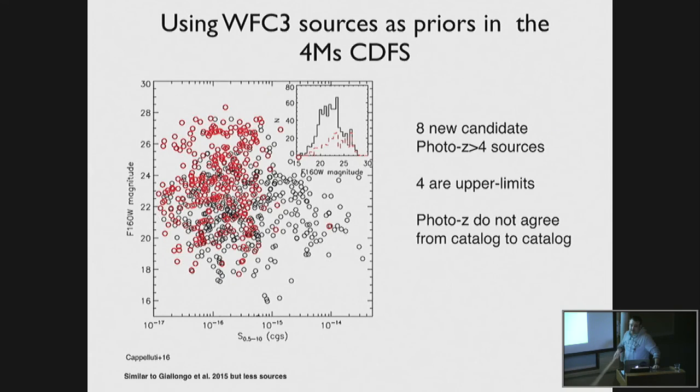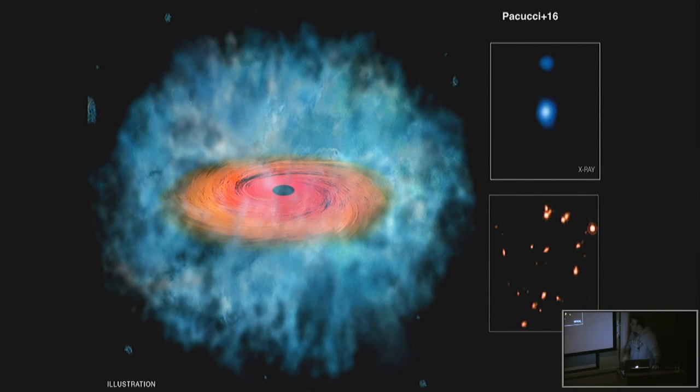Here, in the tiny area of CANDELS, using photo-z, we were able to select 8 new candidate sources with photo-z larger than 4. And 4 of them are probably upper limits, so the detection is not that strong. But the message is that if you look at precise positions in the X-ray sky, you boost the selection function of your survey, because you suppress the noise and look where you already know there is a possible counterpart. And with a similar approach, Pacucci et al.